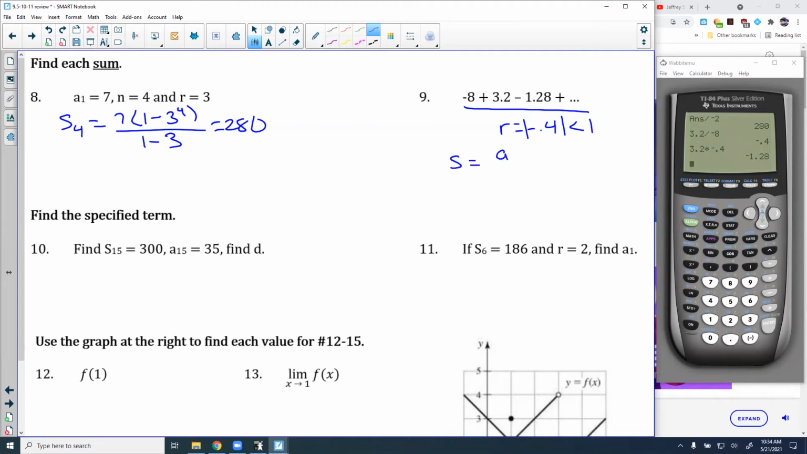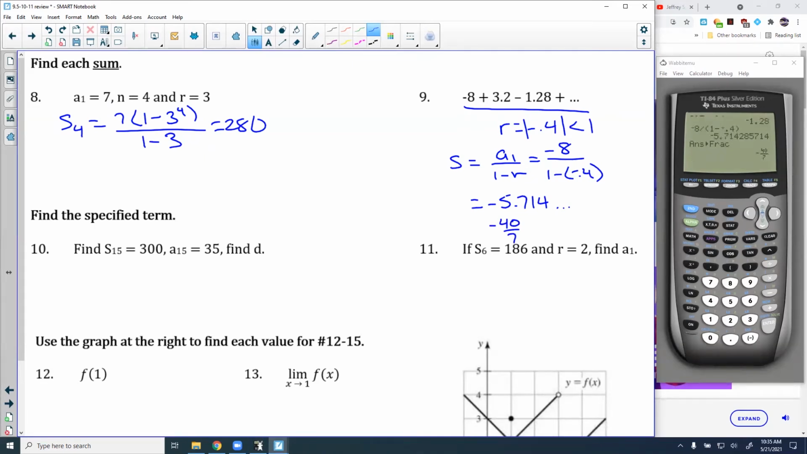S is equal to a sub 1 over 1 minus r. So -8 over 1 minus -0.4. So let's go -8 divided by 1 minus -0.4. So negative 5.714. Can that be a fraction? Let's go math, turn it into a fraction. -40 over 7. This is really -40 over 7 in case they have the fraction on the test.